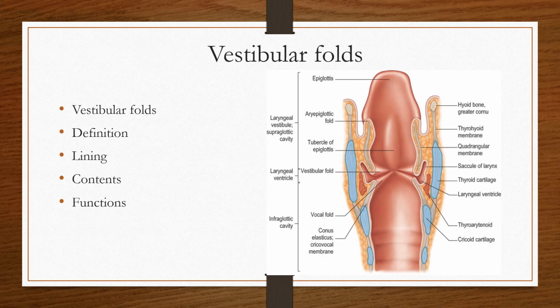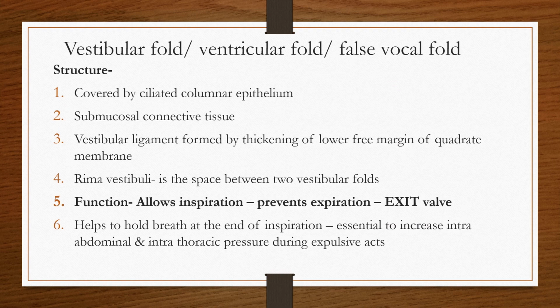Now what are vestibular folds? We will describe them under the following headings. These are the folds which are covered by ciliated columnar epithelium. They lie above the vocal folds. Beneath the epithelium is the submucosal connective tissue, underlying which is the vestibular ligament, which is formed by the lower free margin of the quadrate membrane.